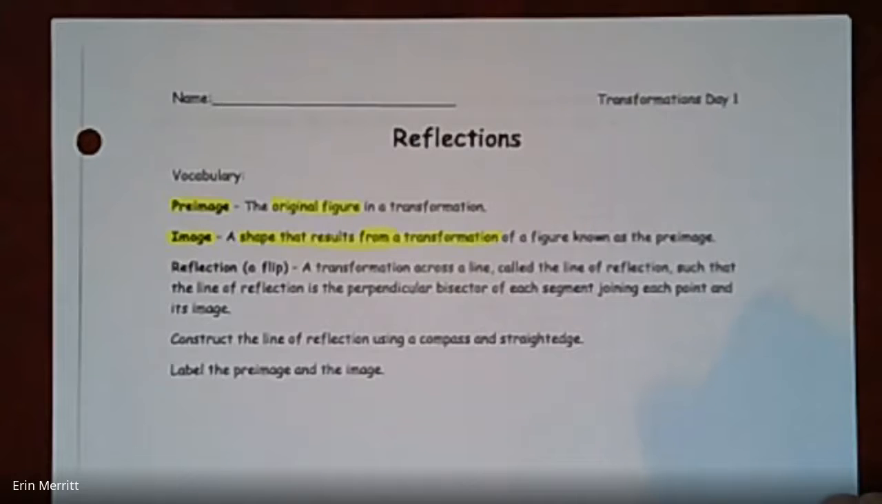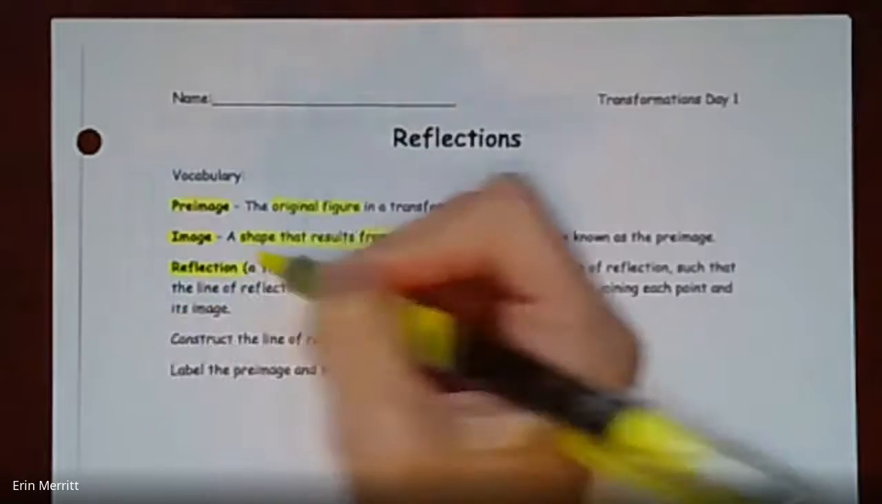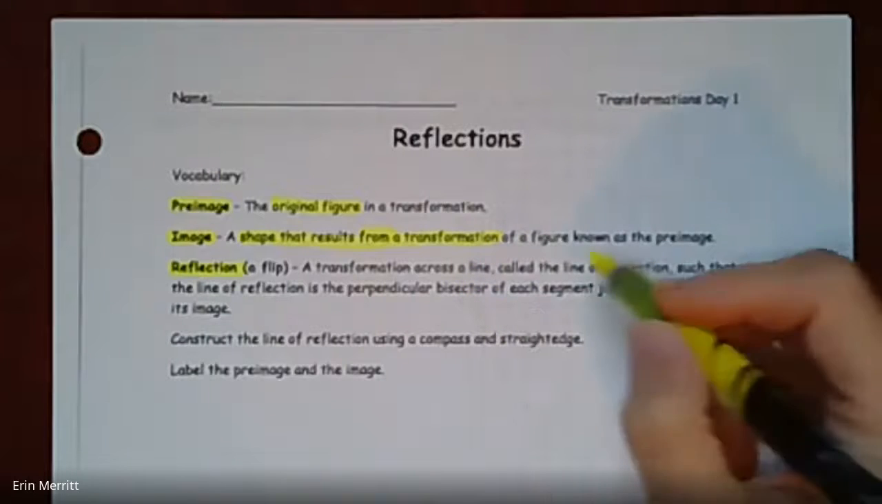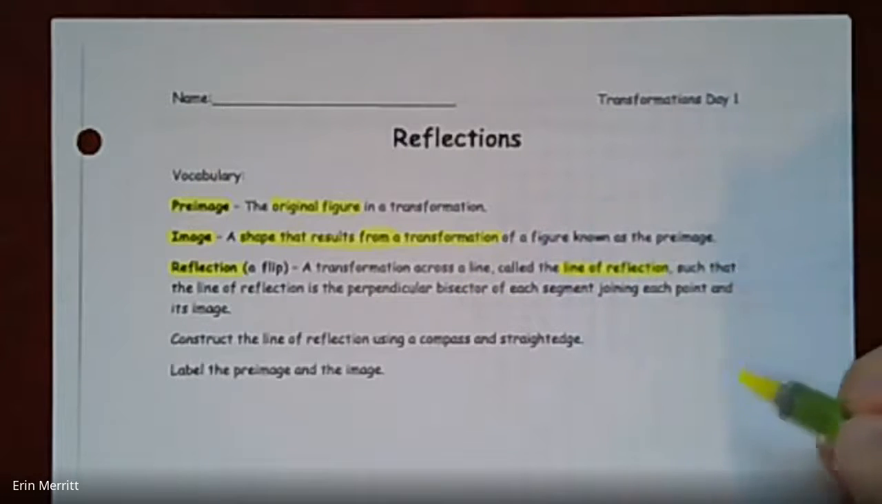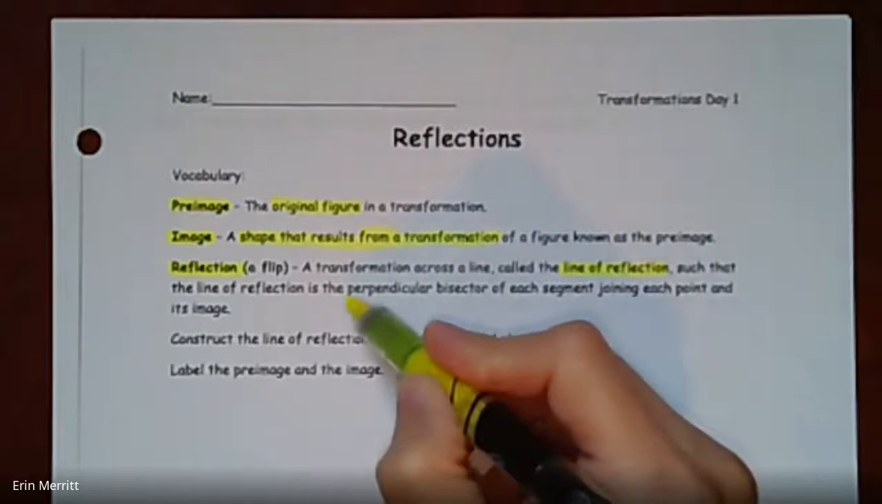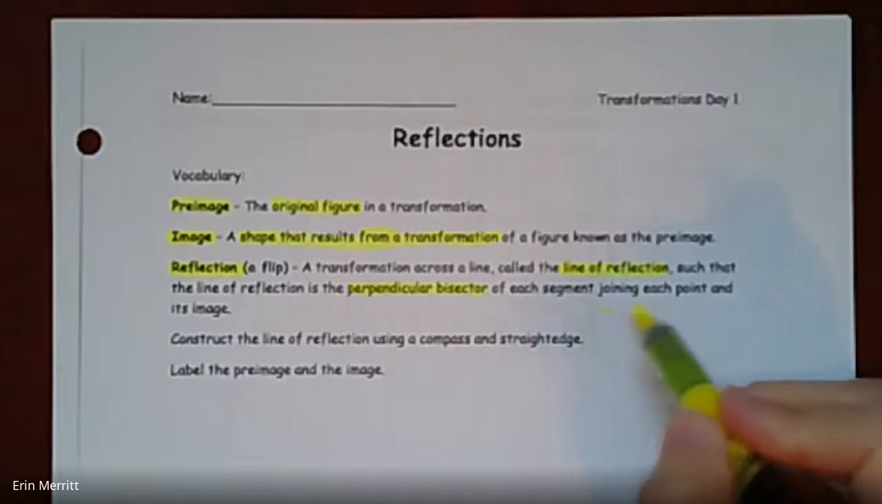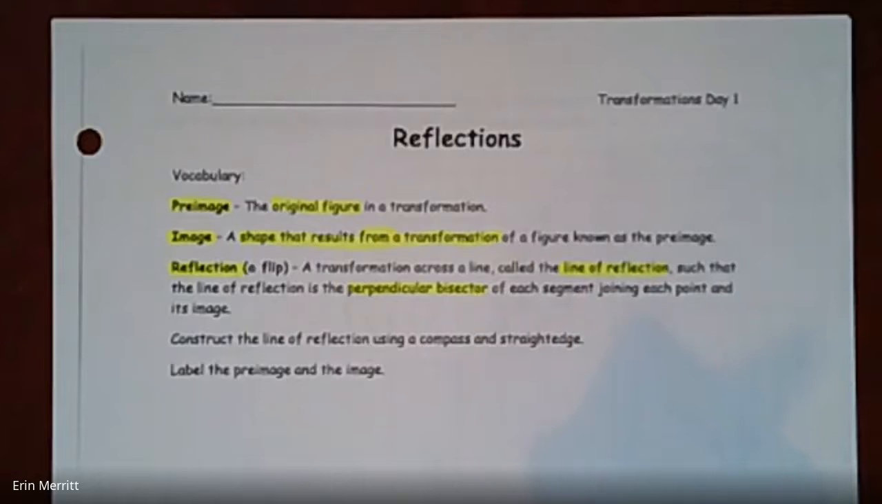In this case, we're starting with reflection or a flip. So reflection, it can be reflected over a line or a point. We're going to focus today on over a line to start, and then we'll talk about over a point in a little bit. So when you flip it across a line, it is called the line of reflection, such that the line of reflection is the perpendicular bisector. Right? So perpendicular bisector of each segment joining each point in its image. So from the pre-image to its image.